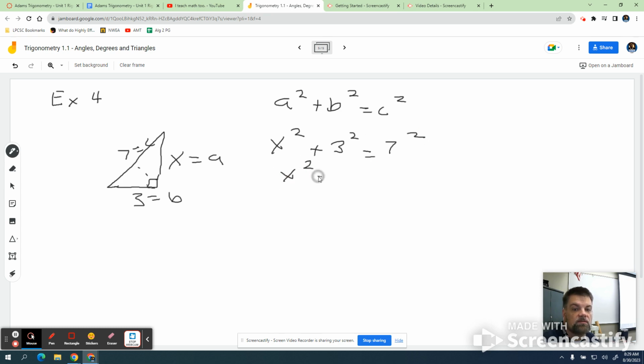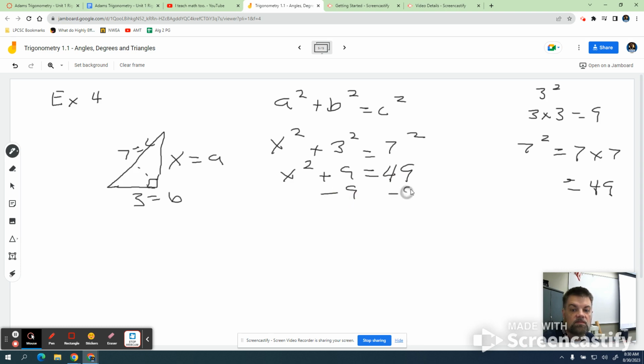What's 3 squared? Oops. 9, right? And if you don't remember, just a real quick reminder, 3 squared is the same as 3 times 3, which is equal to 9. 7 squared is actually the same as 7 times 7, which is actually equal to 49. Really need to calibrate this tablet. Okay. I'm going to subtract 9 from both sides. And then I have x squared is equal to 40.